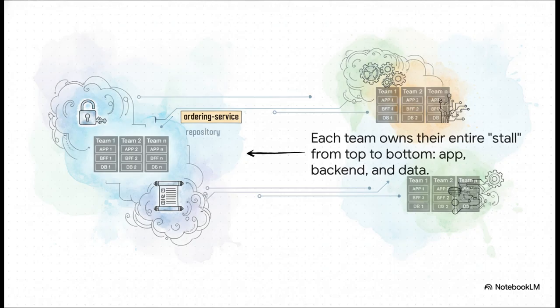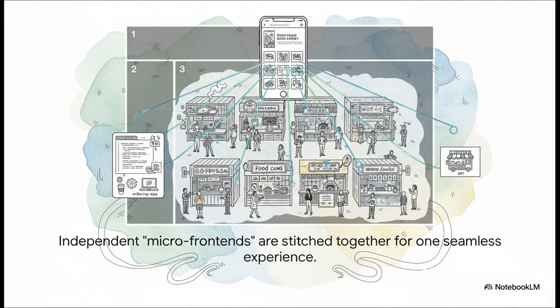But wait a minute, what does the customer see? They don't see a dozen different little stalls, right? They see one unified app. Well, this is done with something called Micro Frontends. Each stall has its own storefront, its own little user interface, that ordering app, for instance, and they're all cleverly stitched together so it looks and feels like one seamless website.